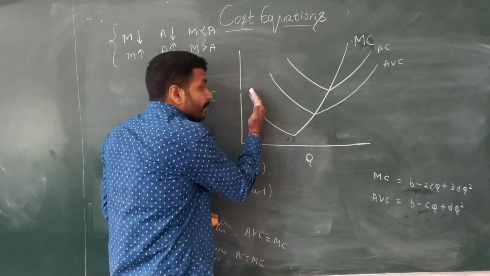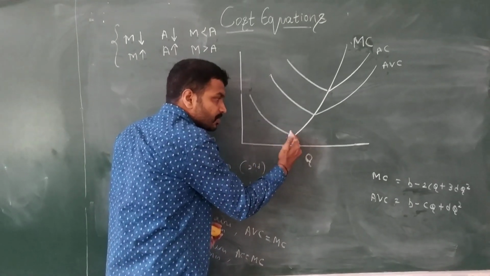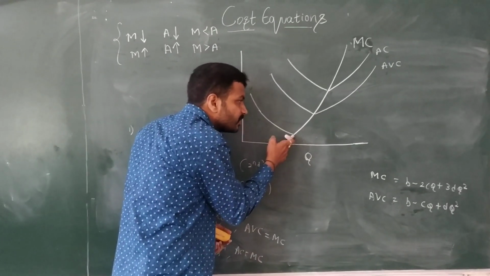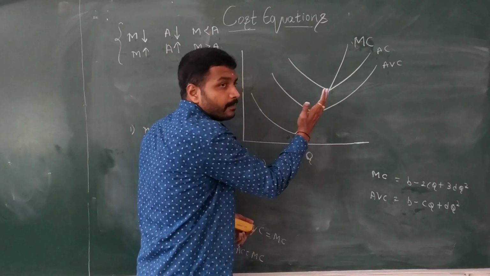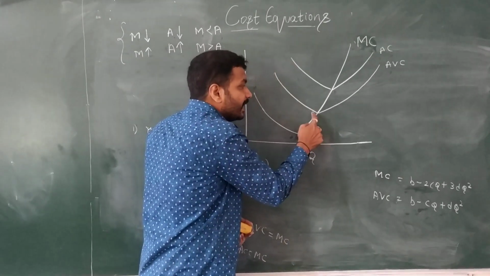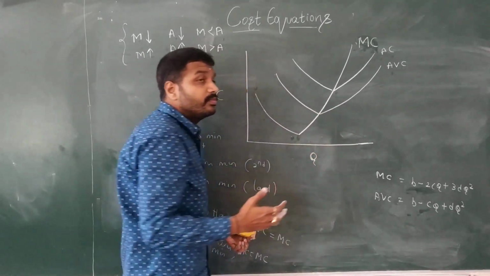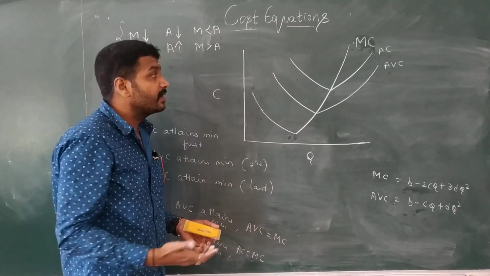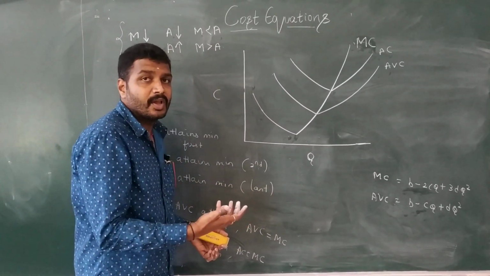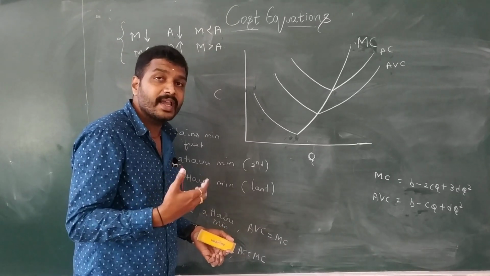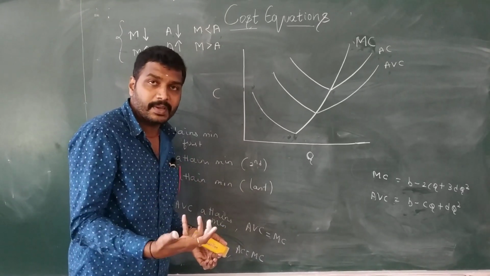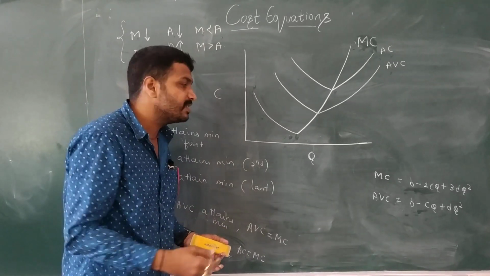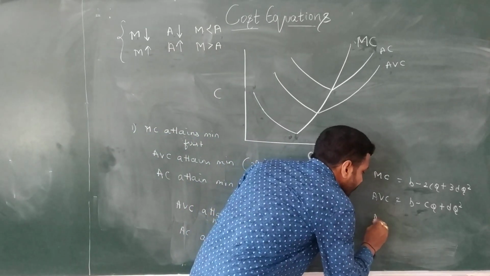So MC falls first, it attains minimum first, then it rises first, followed by ABC. Then why does AC fall last? Why will AC rise at a slower pace? What may be the reason? The reason is very simple. It is because of its very nature.